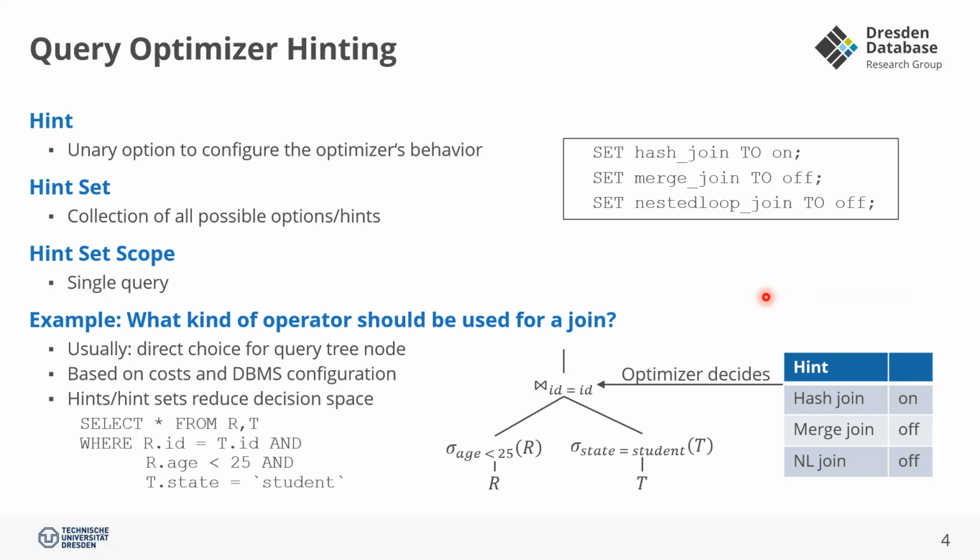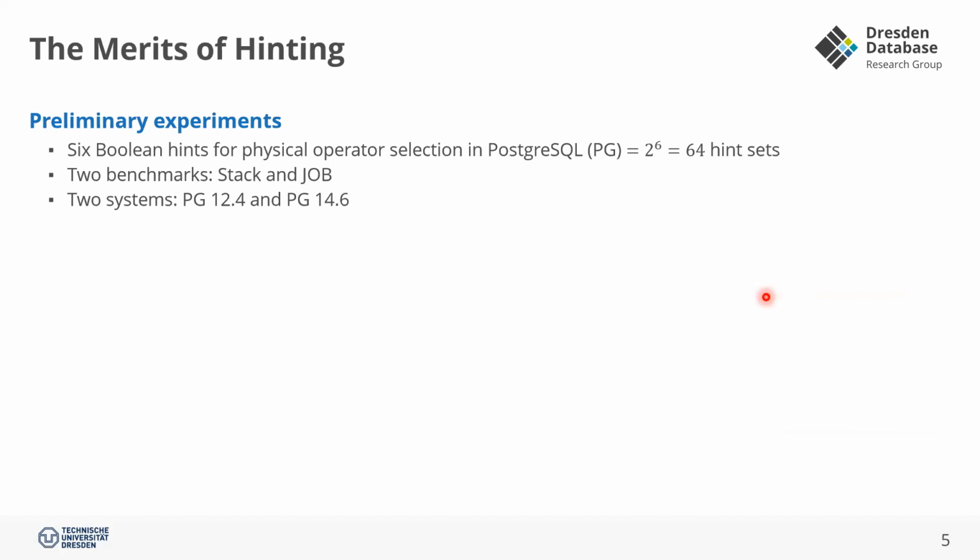So the question then is, why should you do this? Why should you interfere with the query optimizer in such a way? Well, we did some experiments in our paper, and we used 6 Boolean hints in Postgres, which leads to 64 hint sets. We used 3 benchmarks. I'm only presenting 2 here, the Stack and the JOB benchmark. You will find the TPC-H benchmark in the paper. And we used 2 systems, Postgres 12 and Postgres 14, because they are 2 completely different optimizers, because there were major changes between those 2 versions of Postgres.